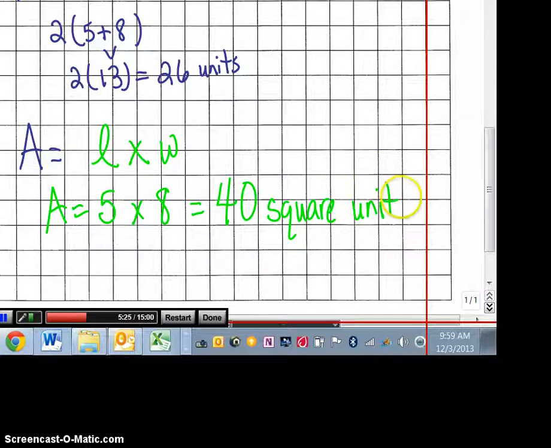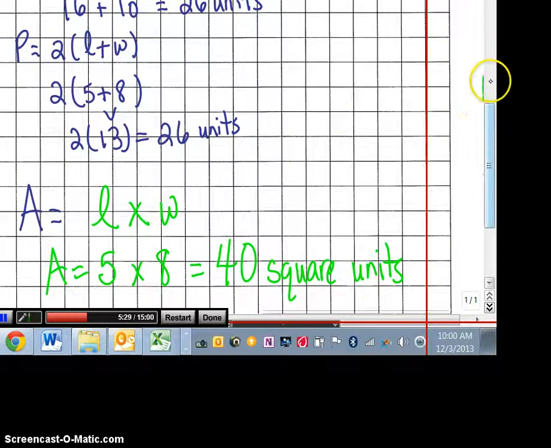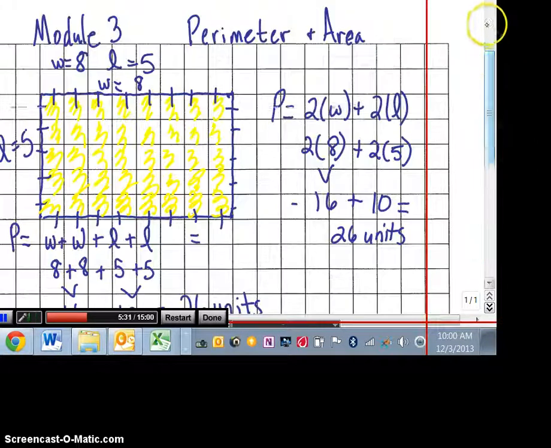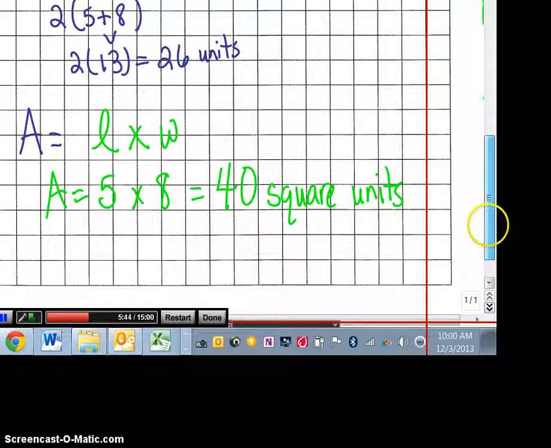units. And it's important that you label it square units because we're talking about how many squares it would take to fill this shape. If each square was 1 unit by 1 unit, how many squares would it take? And that is how you find the area and perimeter.